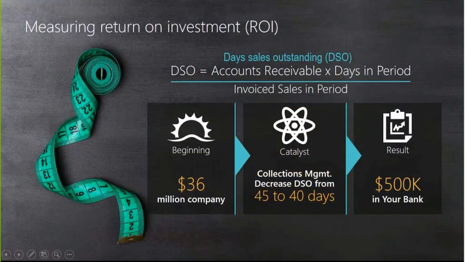The example I have here on this slide is highlighted for simplicity reasons. If you're a $36 million company today, that's roughly $3 million a month or $100,000 a day, and you implement collections management here and use that as a catalyst to decrease your DSO. Let's say within the first year of using collections, you've decreased your DSO from 45 days to 40 days, so just down by 5 days. That's going to result in another $500,000 in your bank account.